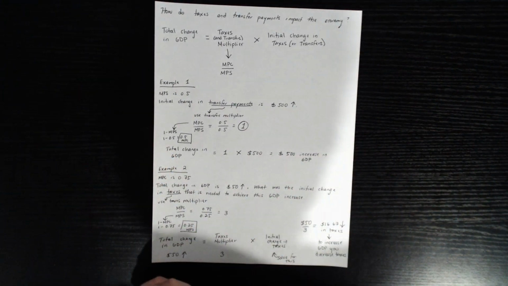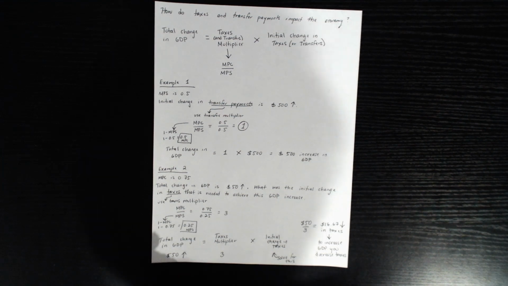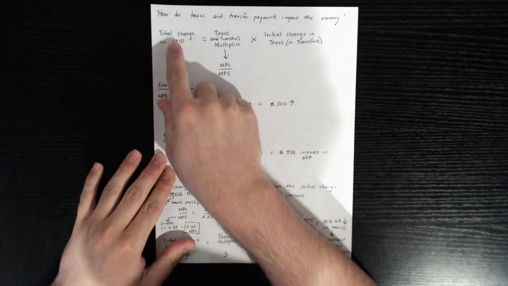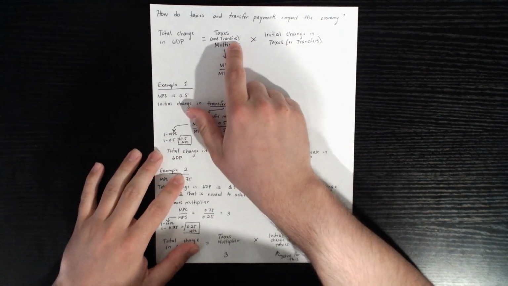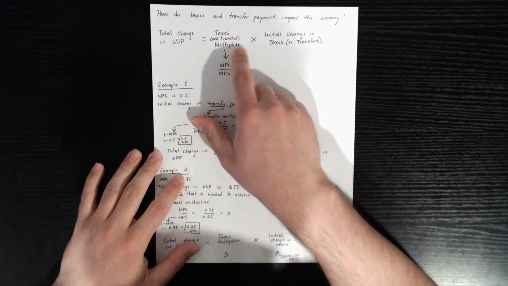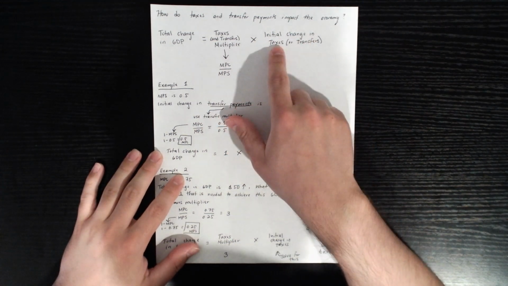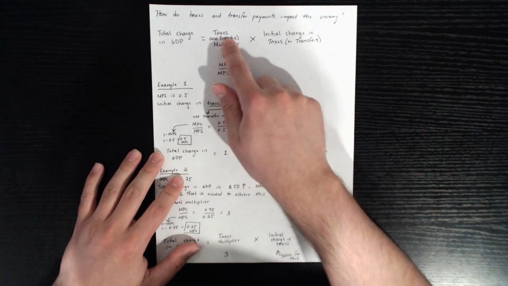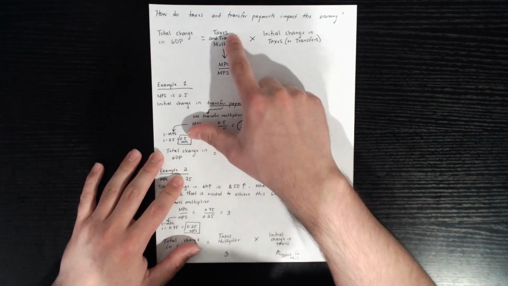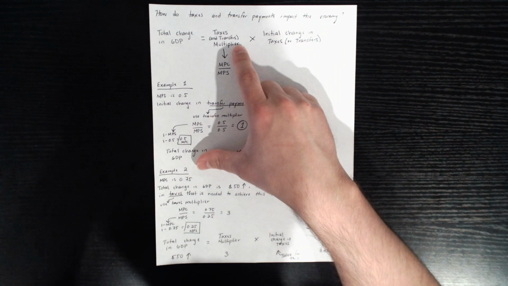How do taxes and transfer payments impact the economy? Well, the total change in GDP is going to equal the taxes or transfers multiplier times the initial change in taxes or transfer payments. Now the taxes and transfer payment multiplier, they're the same. It's MPC over MPS for both taxes and transfer payments.